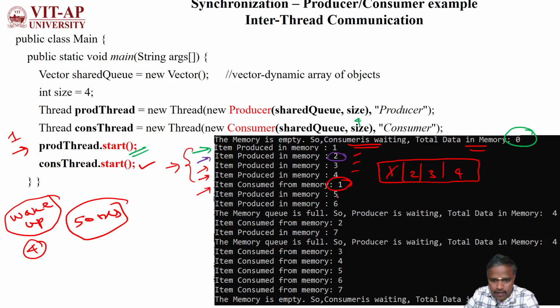Okay, then the producer is producing the fifth data. The fifth data is written in the first memory location because it is now deleted. Then item 6 is produced, but you look at that, the queue is already full. So the sixth data cannot be inserted. That's why it is showing the memory queue is full. The producer should wait because the total data in the memory is 4. You look at that, 1, 2, 3, 4. There are 4 data.